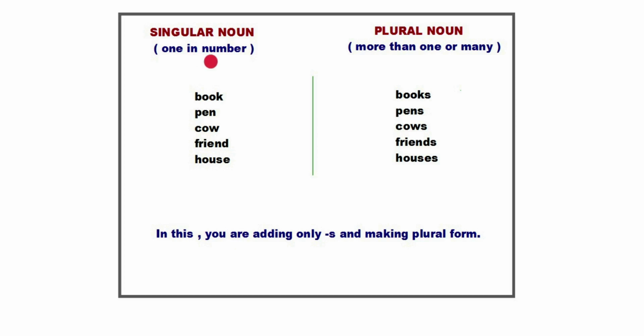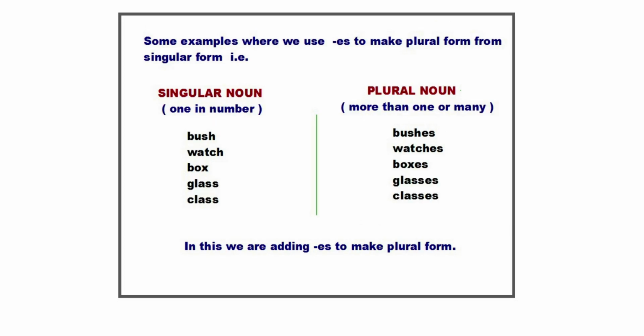A singular noun means one in number and a plural noun is more than one or many. Now, in singular, book, then in plural, this book will be books. Pen, pens. Cow, cows. Friend, friends. House, houses. You all can see in this we have put only S to make it plural. Is that clear? Now, some examples where we use ES to make the plural form from the singular form.